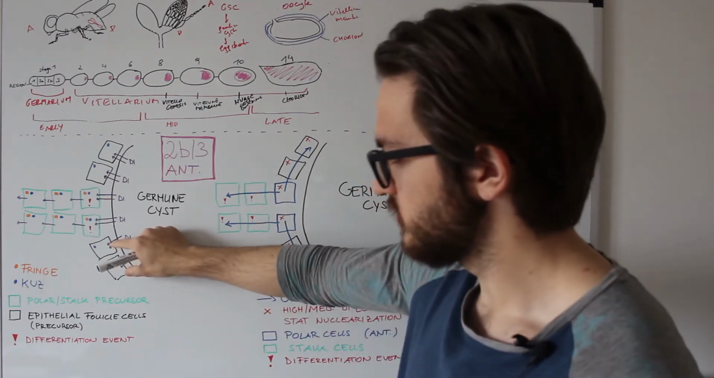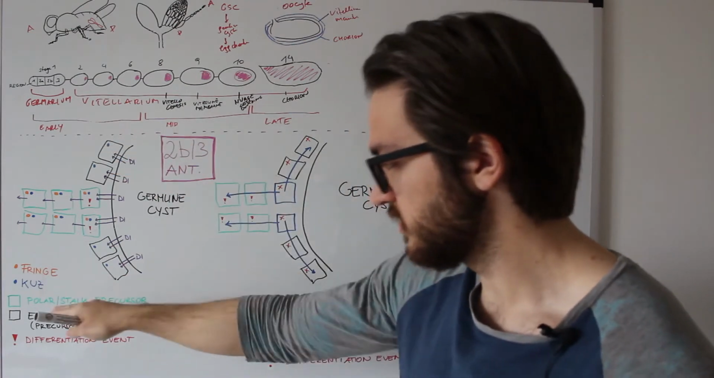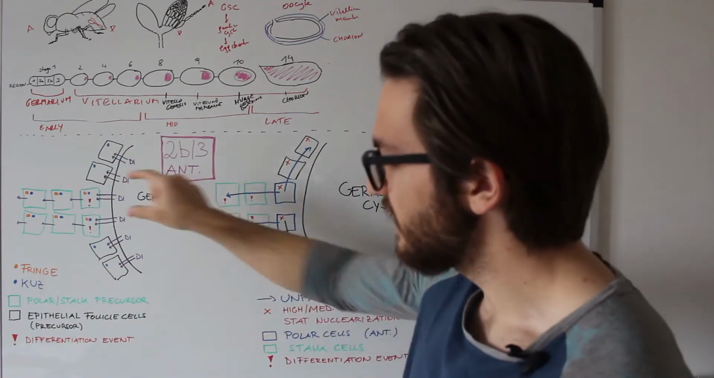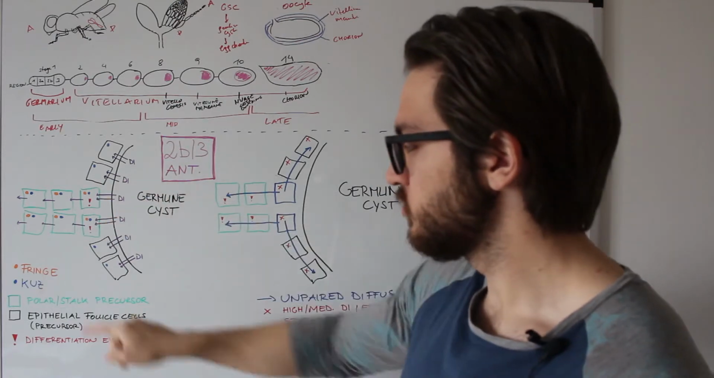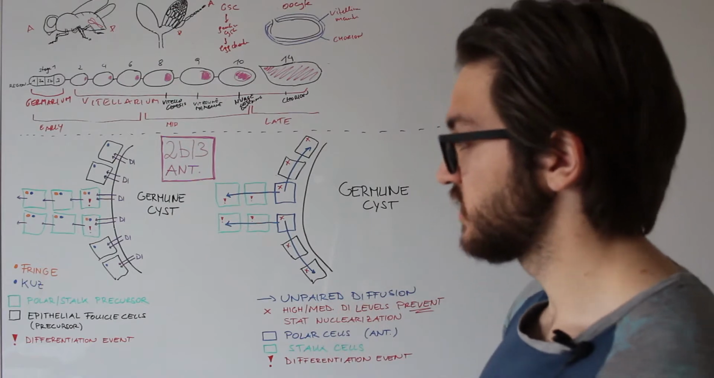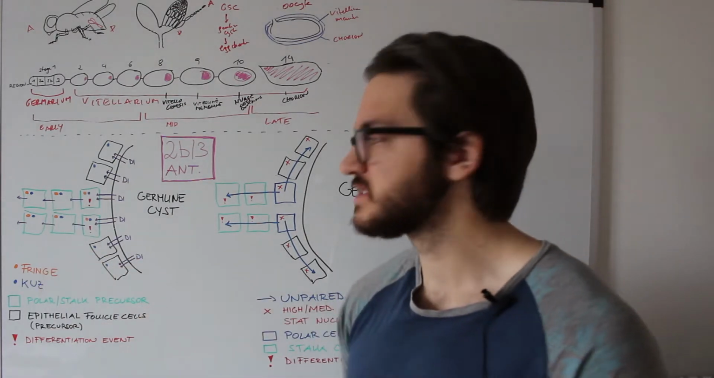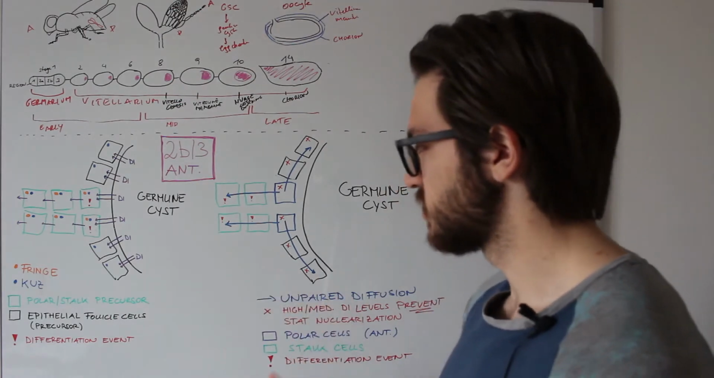You have medium levels in these 2 black ones. You have also medium levels in these 2, so the epithelial follicle cells. You have high levels in these 2 cells, so in the polar Stalk precursors connecting the germline, and in the polar Stalk precursors not connecting the germline, you have low levels of delta notch signaling. So 3 different amounts of delta notch signaling.